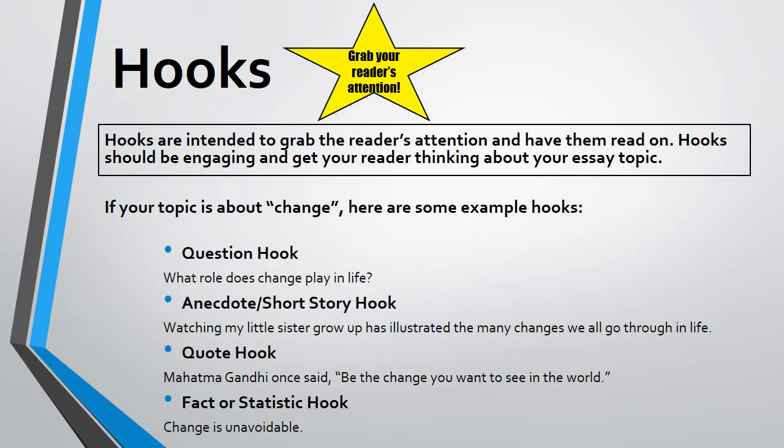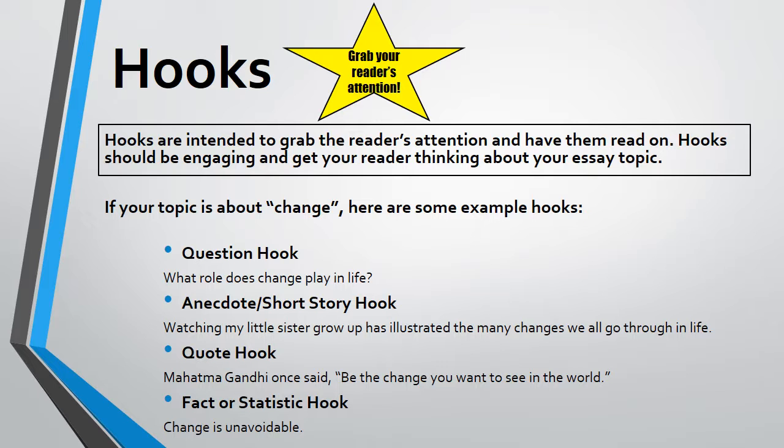The second hook type is an anecdote or short story hook. Opening up your essay with a story can personalize your topic and engage your reader. For example, watching my little sister grow up has illustrated the many changes we all go through in life. Anecdotes can be from your own life or from stories you have found through research.